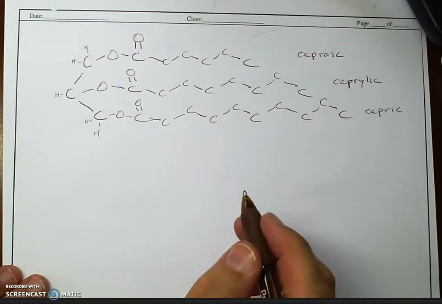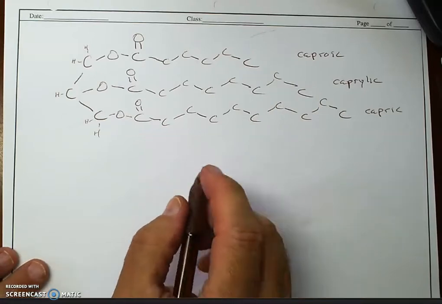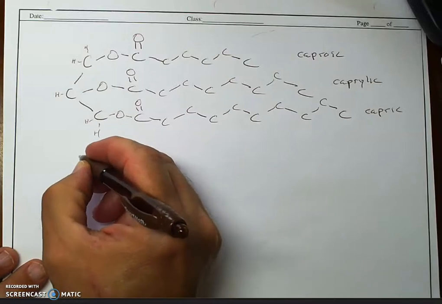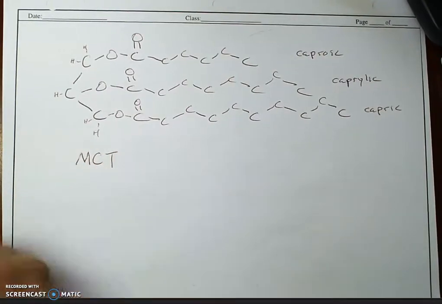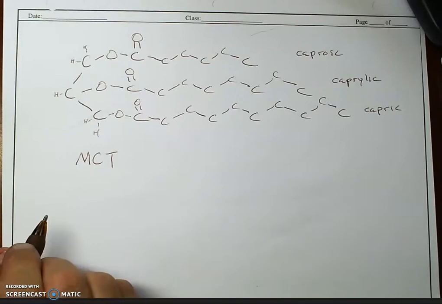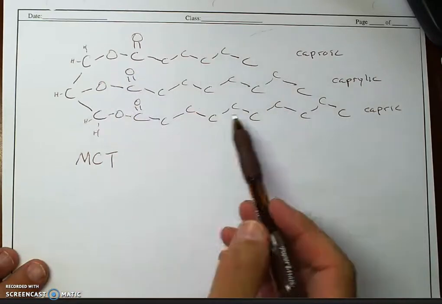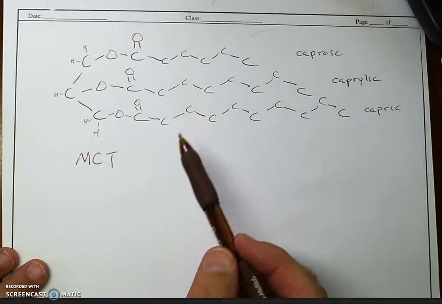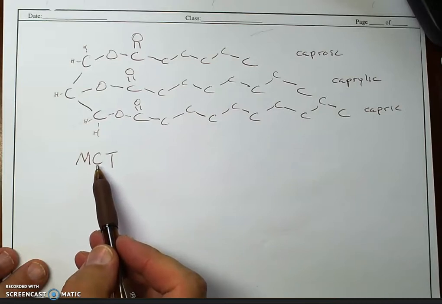So anyway, the reason I picked these three for this particular example is that these are examples of something that is a buzzword these days in nutritional circles, and that is MCT. It stands for medium chain triglycerides. This is a triglyceride that I've drawn, and the three fatty acids that are on it are all of what's considered to be a medium chain length.